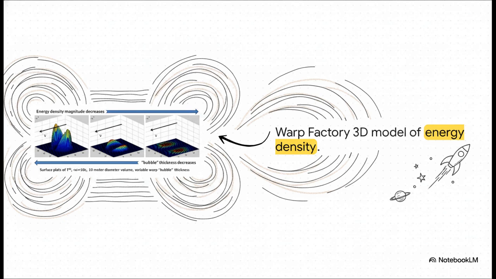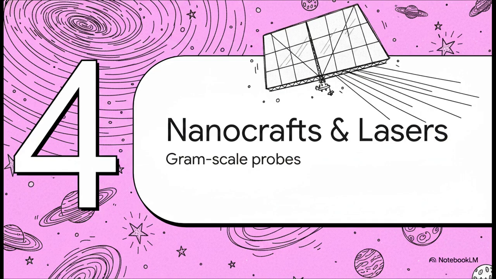By looking at these surface plots, they can calculate the exact positive energy density needed to sustain a subluminal warp bubble. You can see how thickening the wall of the warp bubble drastically lowers the required energy density. Now, it still requires an astronomical amount of mass, but for the very first time, it's rooted in known physical energy constraints. Next up, Section 4, Nanocraft and Directed Energy.